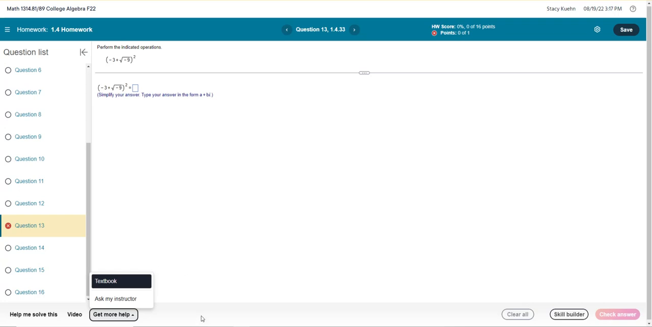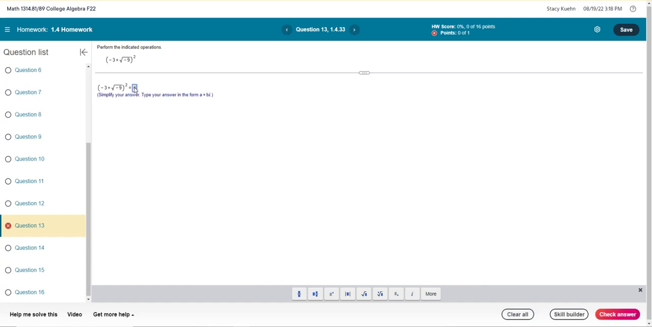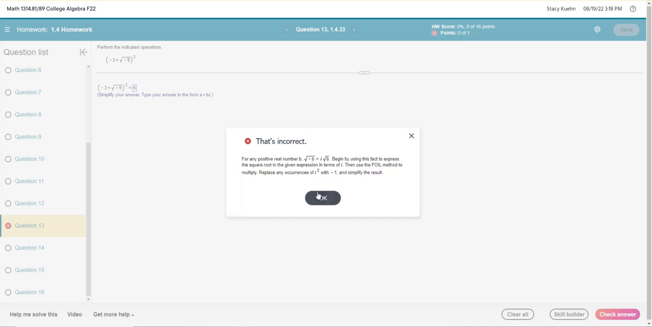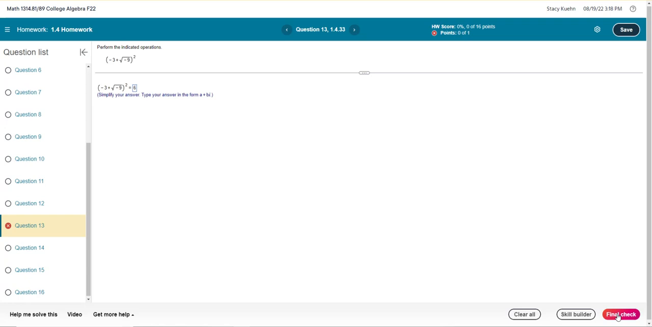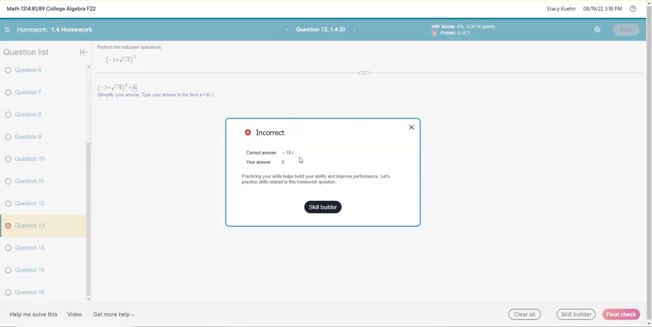And then over here, we have a skill builder. This is generated automatically from the assignments, and you're welcome to check out the skill builder. I would leave that up to you. And then grayed out right here is this check answer. So let's just say that I put a number 6 in here. It says check answer. I got it wrong. It gives me a hint. I'm going to check my answer again. I get it wrong. Final check. I still got it wrong. It tells me the correct answer here.